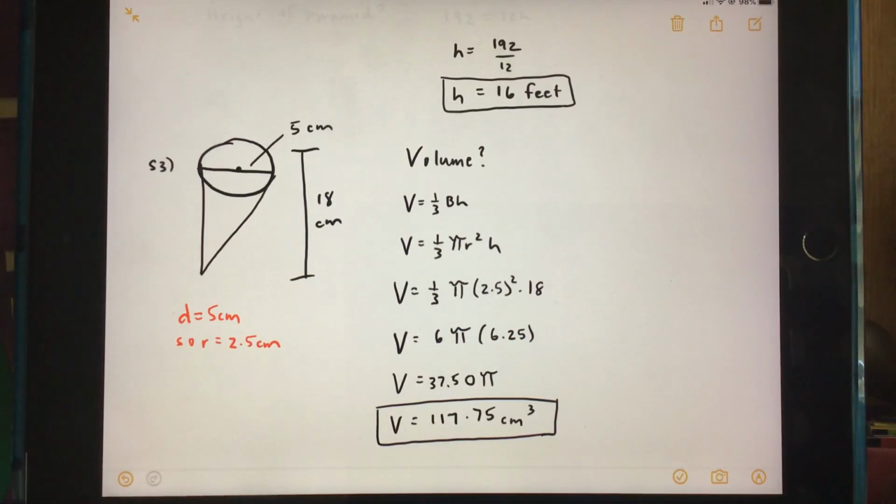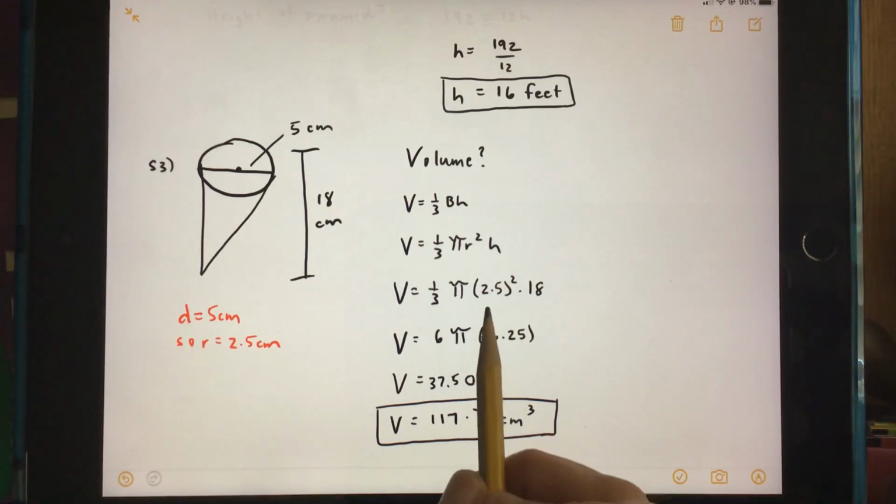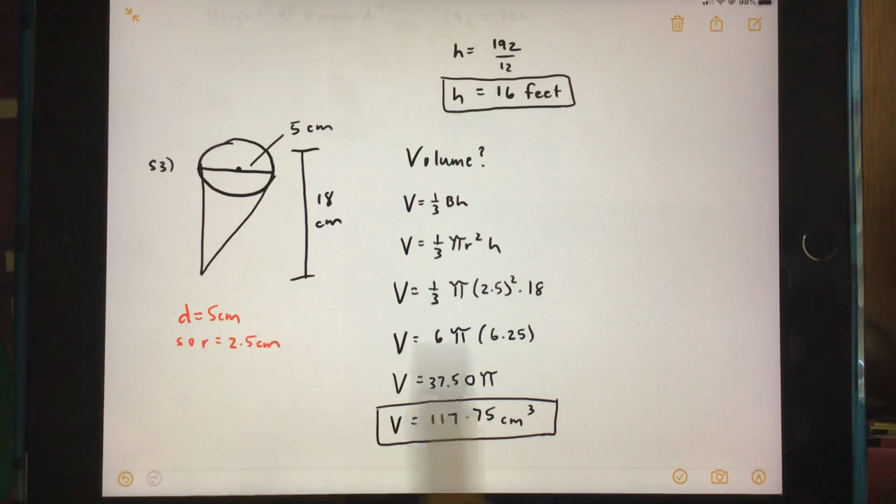Now plug our numbers in so we can find the volume, 1/3 times pi times our radius. We were told the diameter is 5 centimeters, so dividing 5 by 2 gives us 2.5. So we'll plug in 2.5 squared for our radius squared, and we're given the height is 18. Again, I'll do a little bit of simplifying before I plug this into my calculator.